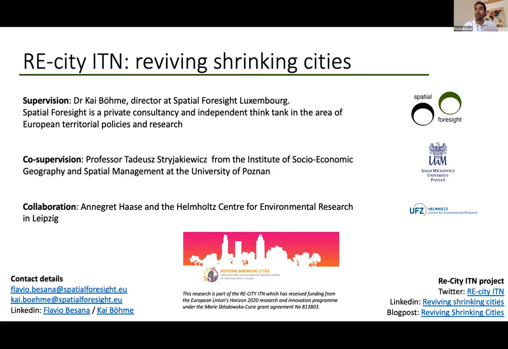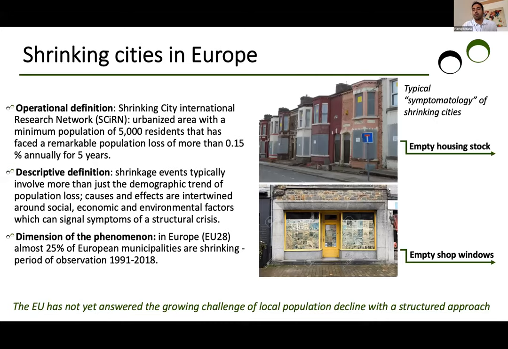Now I will dive into the presentation of the paper, in this context of shrinking cities. First of all, I would like to say a couple of words about what shrinking cities are, what their definition is, at least in Europe. According to the Shrinking City International Research Network, a shrinking city is an urbanized area with a minimum population of 5,000 residents that has faced a remarkable population loss in the past 5 years, so a continuous population loss of more than 0.15% of their population. This is the operational definition, so basically the signal to identify shrinking cities.